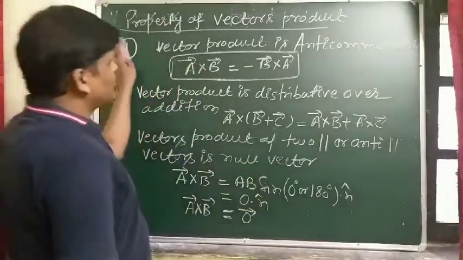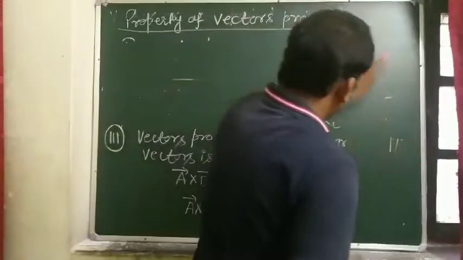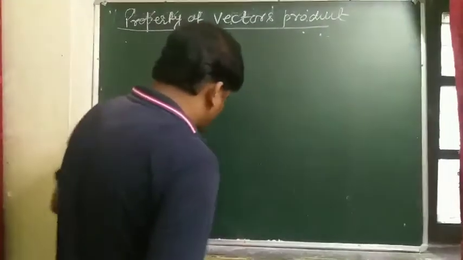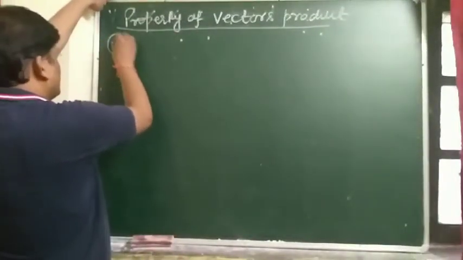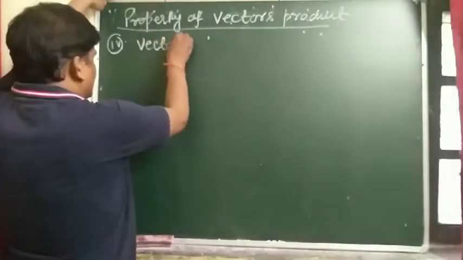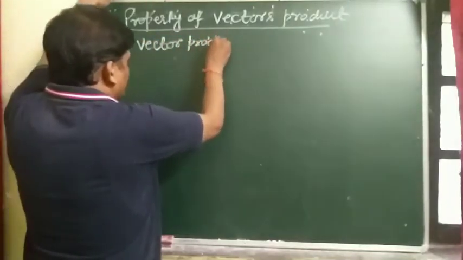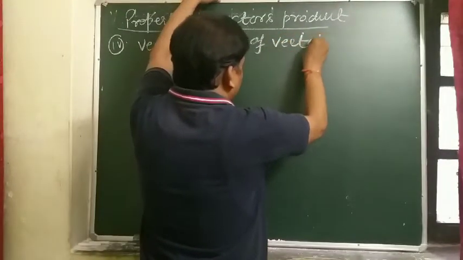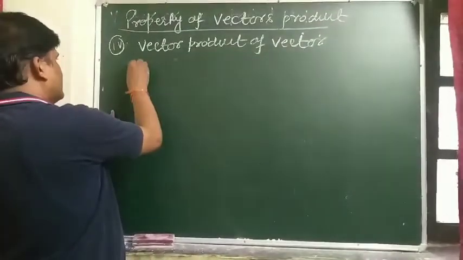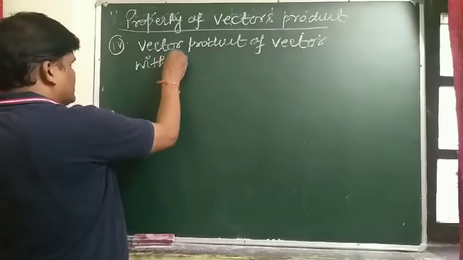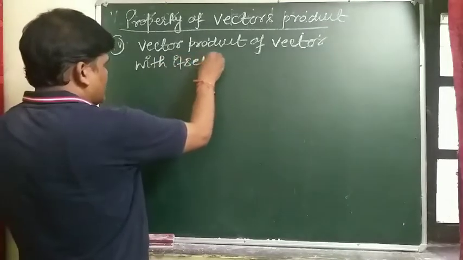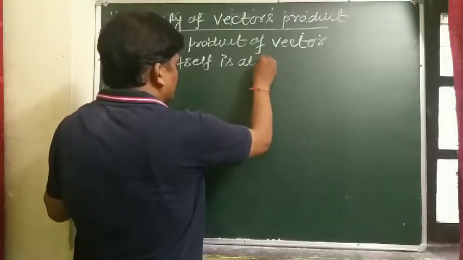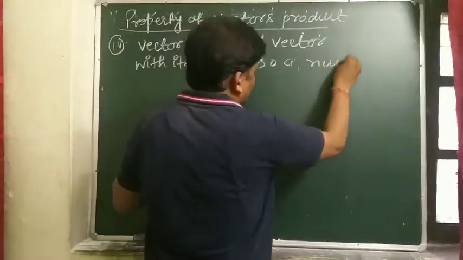Next, the fourth property, students: the vector product of a vector with itself is also a null vector.